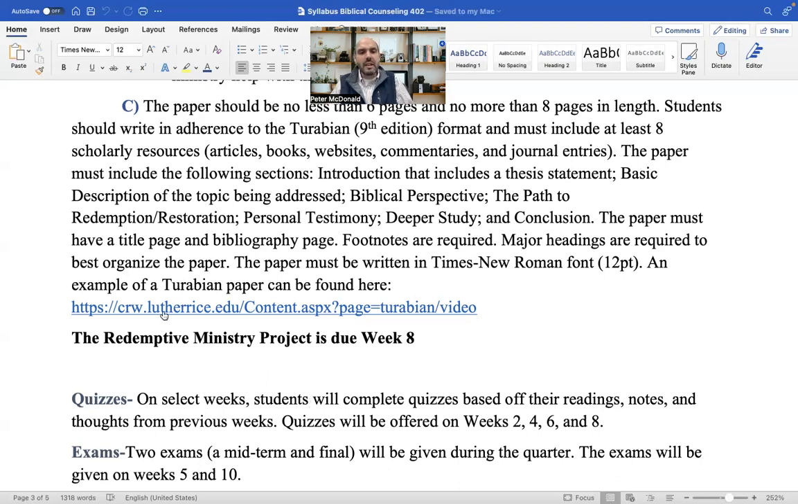I've given you an example of a Turabian styled paper on Luther Rice's website. Look it up, use that format, copy their format. That's perfectly fine. Copy the format, use it there. Make sure you use page numbers too. That was a big miss last quarter. Use page numbers too. Get into the habit of formatting your papers in Turabian style.